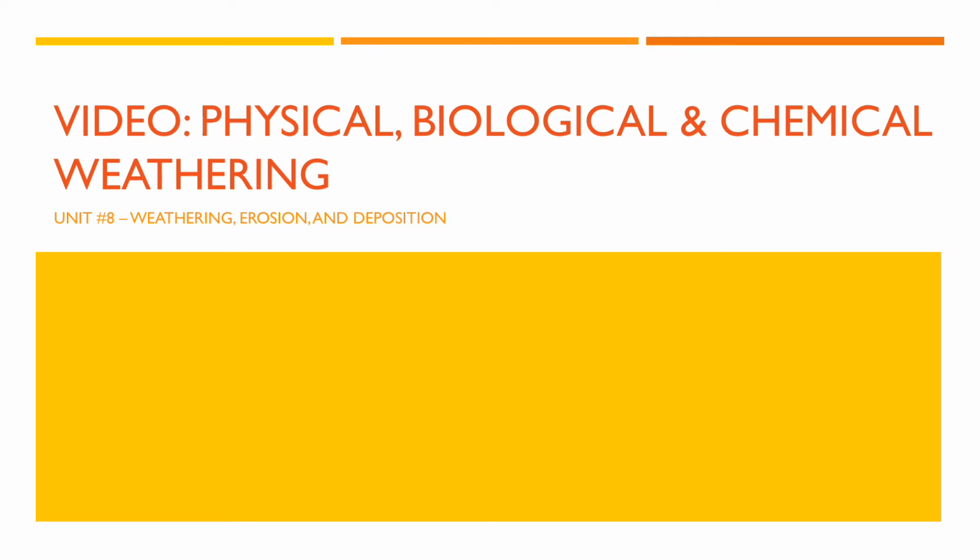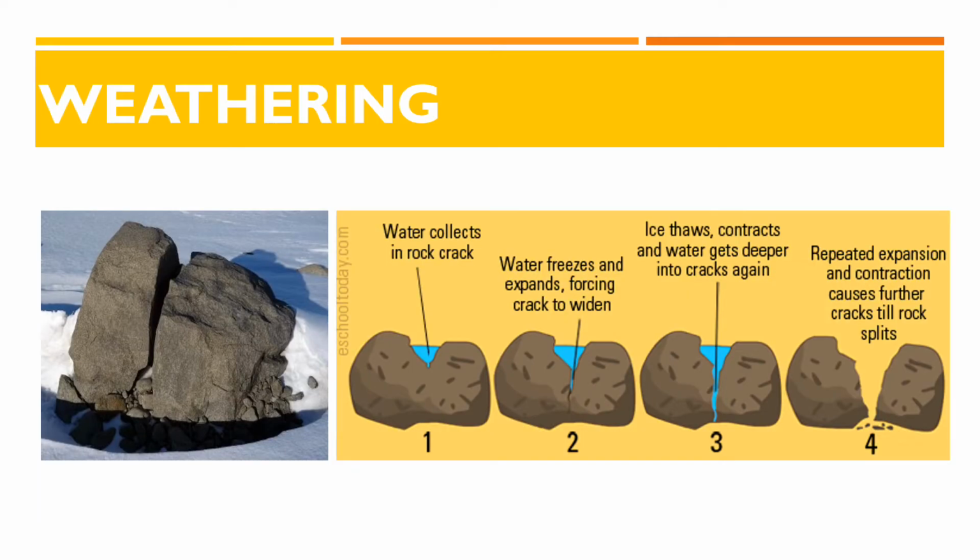We are starting a new unit now, which is going to be weathering, erosion, and deposition. In this lesson specifically, we're going to learn about the process of weathering and how weathering can be physical, biological, or chemical in nature. Now to start, any type of weathering is simply the process of taking a larger rock or object and breaking it down into smaller pieces.